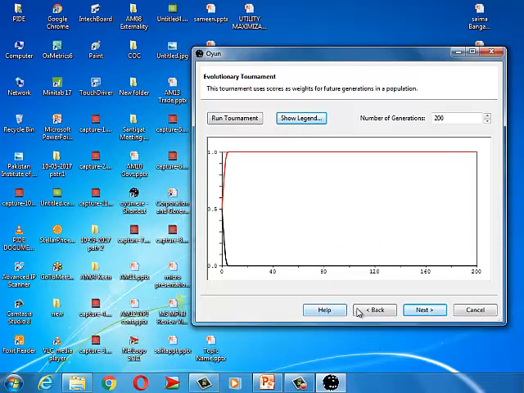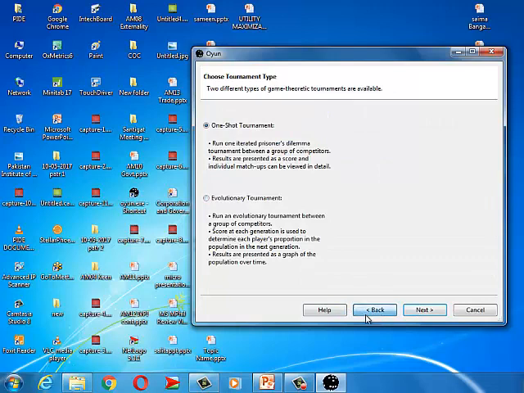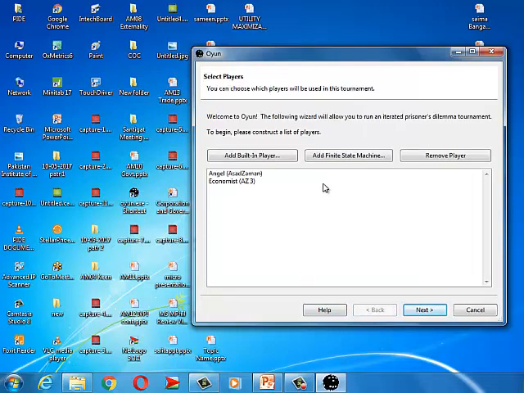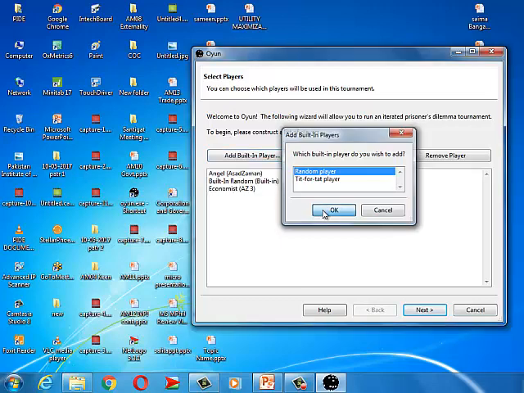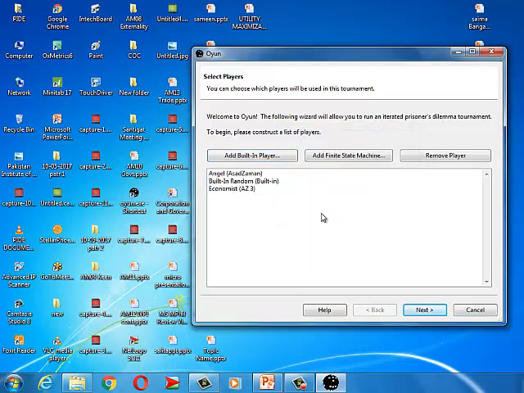Now let us go and try something else. Add built-in player. Okay, so there is a random player. A random player plays completely at random. Sometimes he has no logic, just doesn't respond. So we add a random player, and now we see what happens in the tournament.